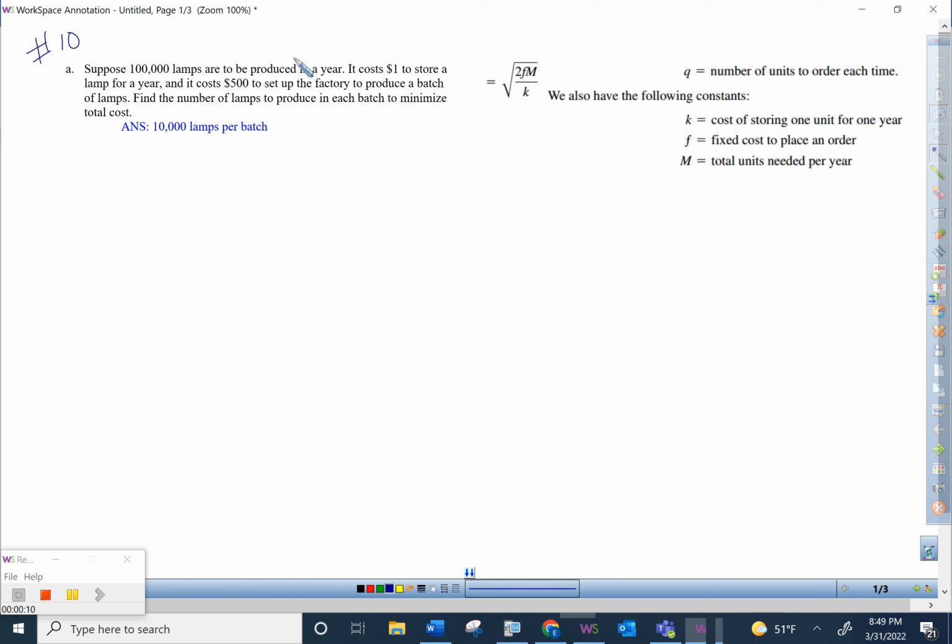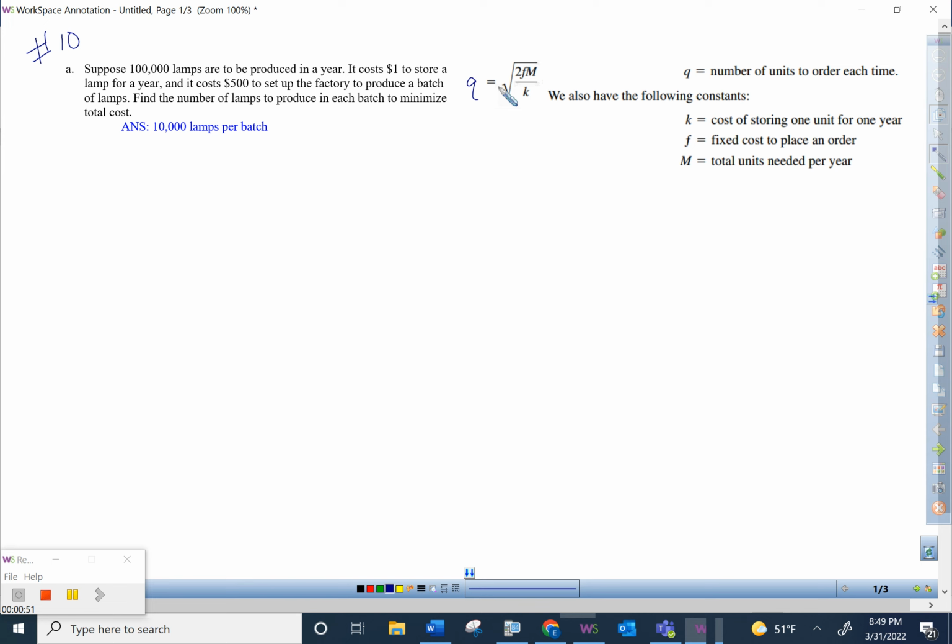Okay, so this is one of those formulas where I'm going to provide it for you. You just have to understand what all the pieces represent. So this Q got covered up. But this is our quantity that we should order is equal to the square root of 2FM over K. F is your fixed cost, remember. M is your total units for the whole year. And K is your cost of storing 1 unit for 1 year.